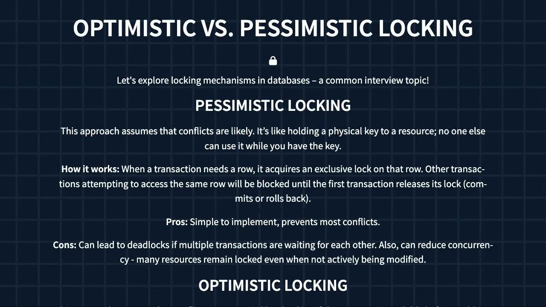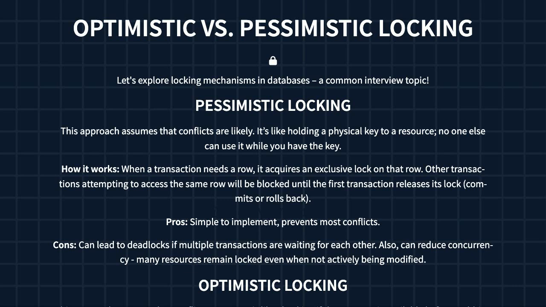Okay, let's talk about how databases handle simultaneous access. We have two main strategies for locking resources: pessimistic and optimistic locking. Pessimistic locking is like a physical lock. It assumes that conflicts will happen. So when you grab a resource, you get an exclusive lock on it, blocking everyone else until you're done. This prevents most problems, but can lead to deadlocks and reduce overall speed.